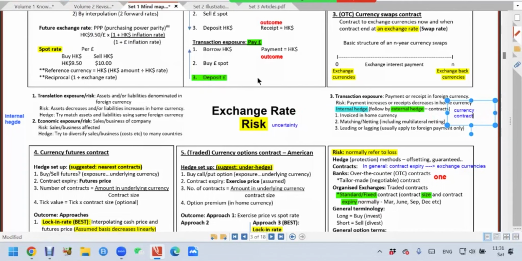Currency contract. When we're talking about contracts, it has to be two party: your company and another company. So where can we get this contract from? Naturally, you think of the bank.